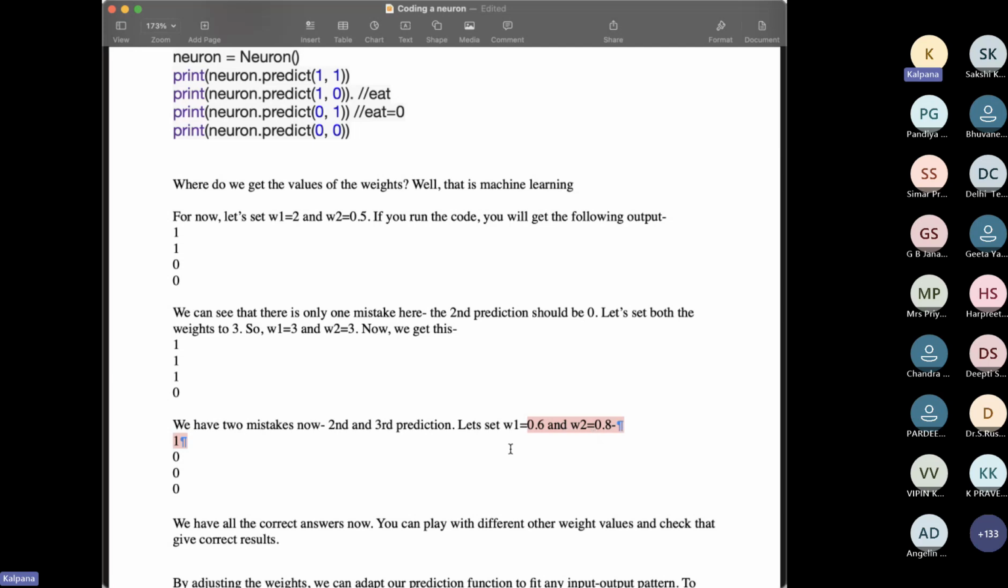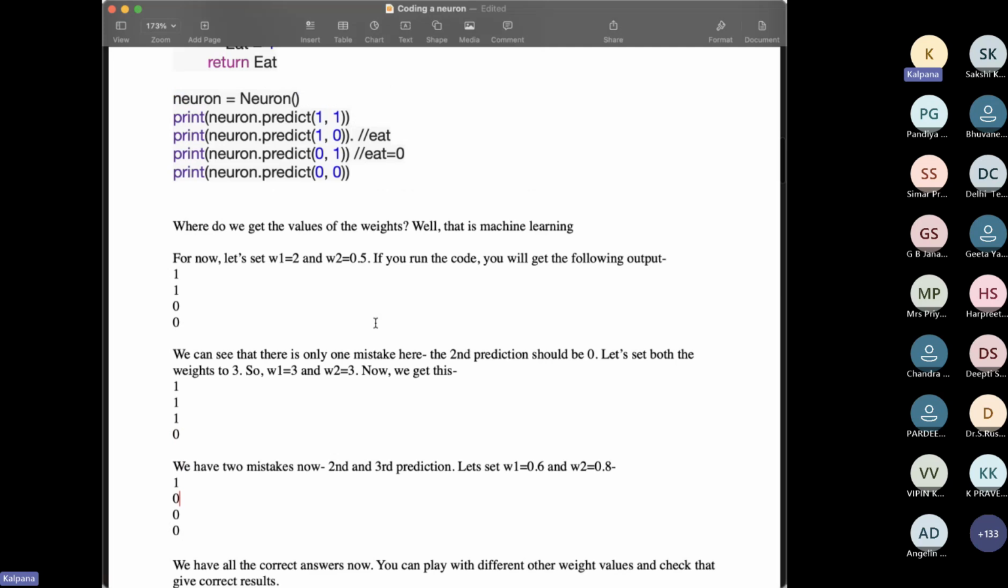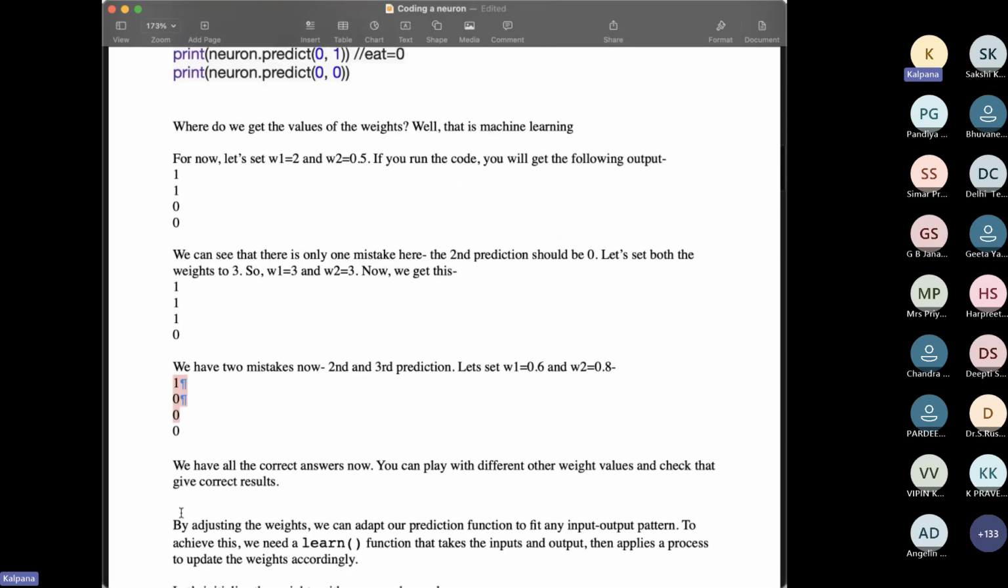Okay. So now when we put 0.6 and 0.8, what is happening when 1, 1 is there? So 1 into 0.6 and 1 into 0.8, that is 0.6 and 0.8, is 1.4, greater than 1. So the answer is 1. In the next case, when it is 1 and 0, it is 0.6 plus 0, which is less than 1. So it is 0. For another one, it is 0. For the last one, it is 0. So these weights seem to work well for us. Okay. So we have all the correct answers.